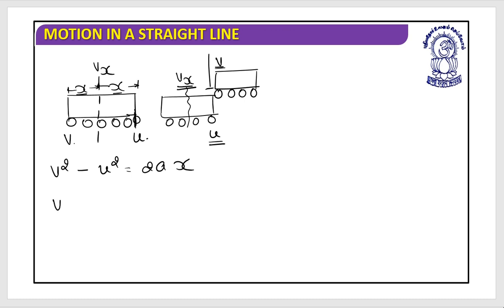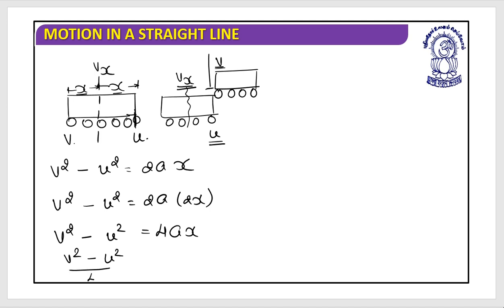So v square minus u square equals 2 into a into 2x, which is 4ax. So I can write (v square minus u square) divided by 4 equals ax. This is the value of ax, so keep it aside, maybe it can help us. Now I am interested in this, so let's consider only this much of the journey, while the train is traveling a distance x only.